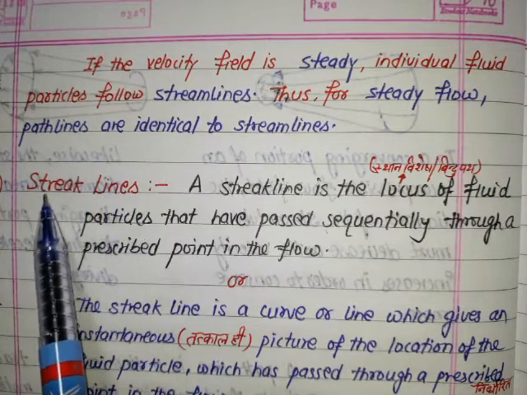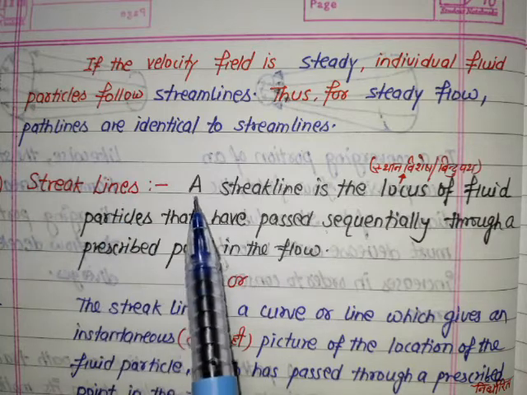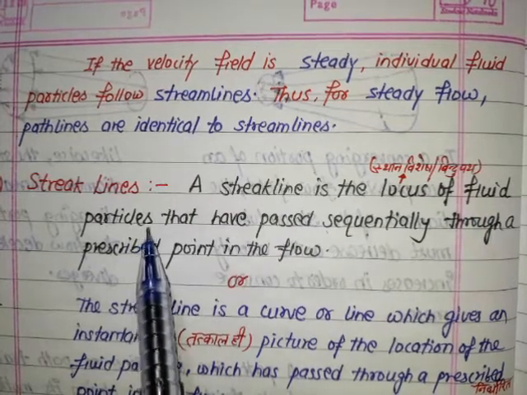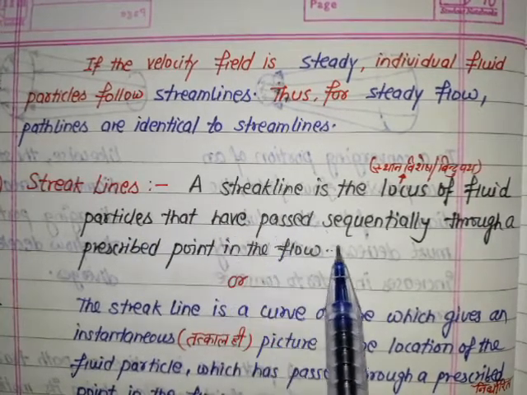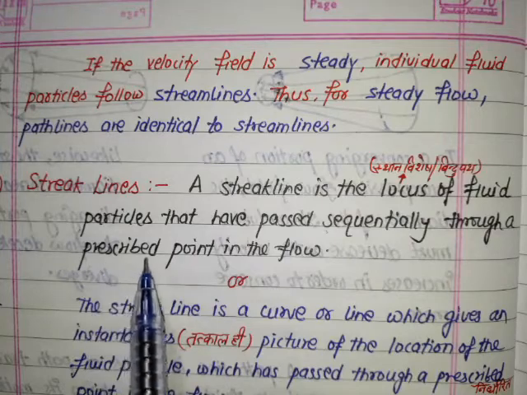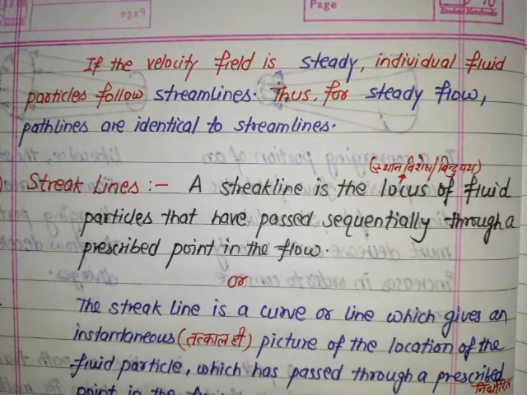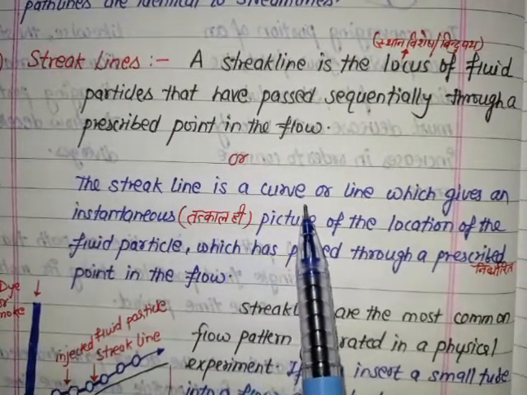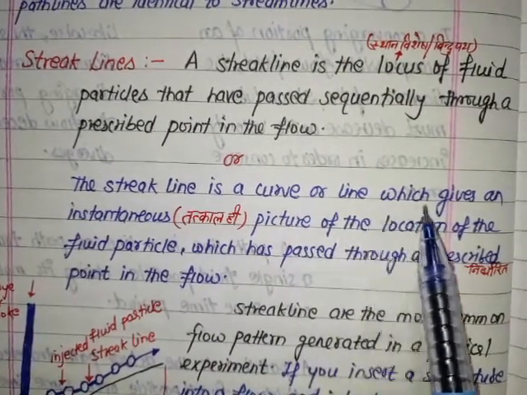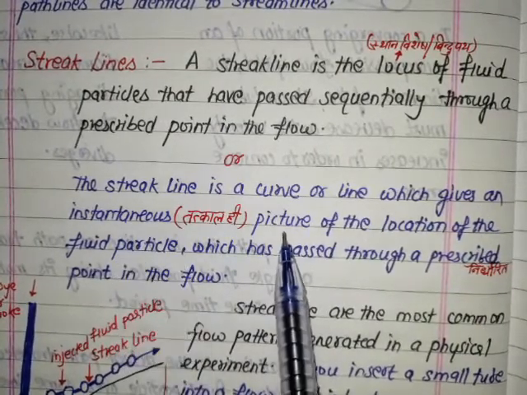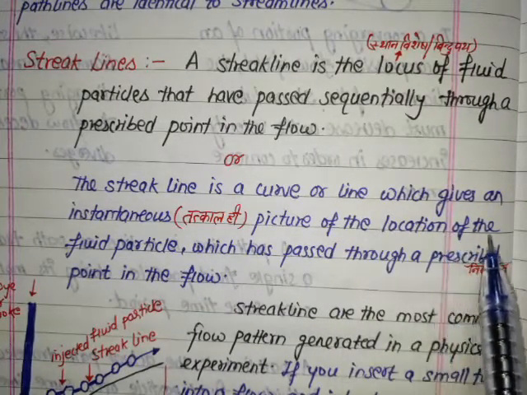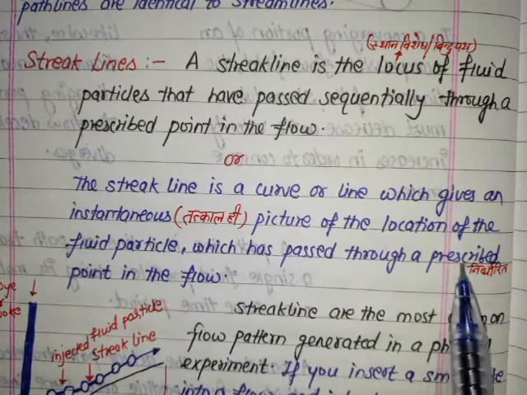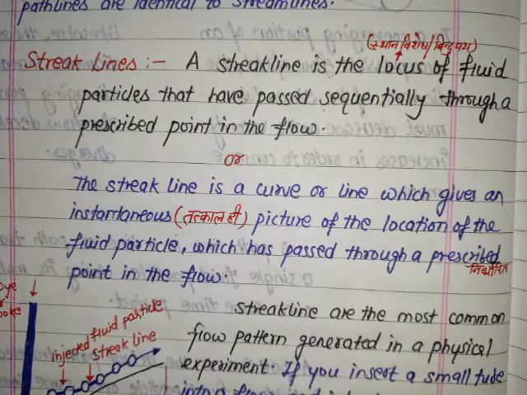So let's try to understand this term, streak line. A streak line is the locus of fluid particles that have passed sequentially through a prescribed point in the flow. In other words, we can say the streak line is a curve or line which gives an instantaneous picture of the location of the fluid particles which have passed through a prescribed point in the flow.